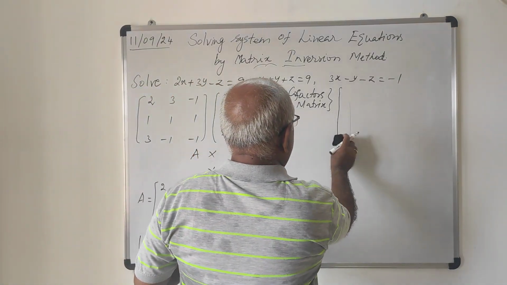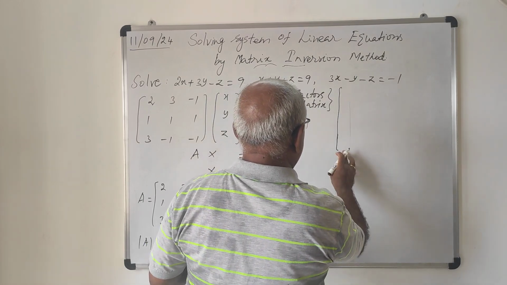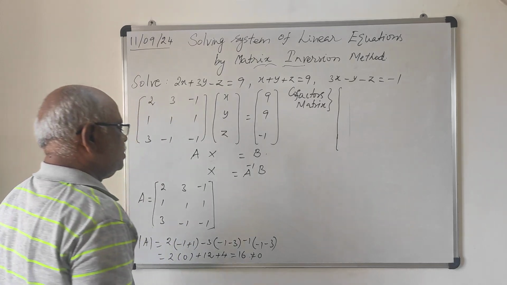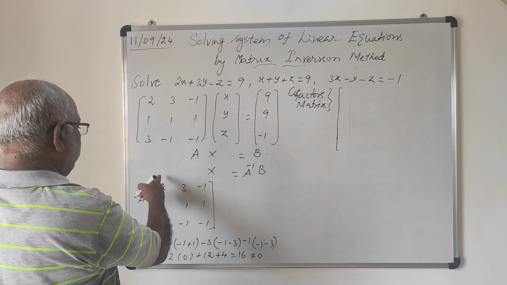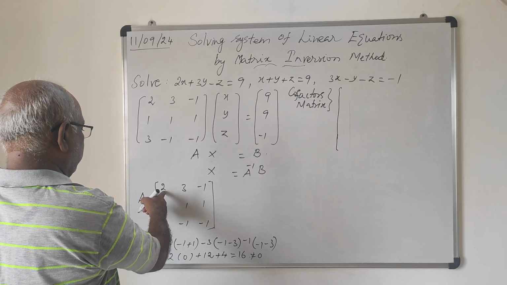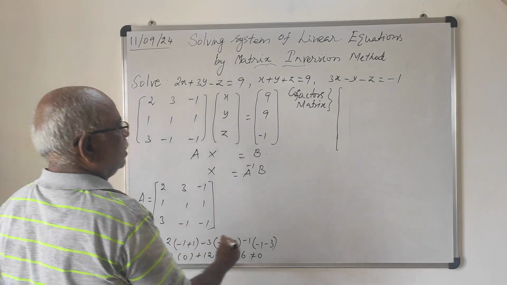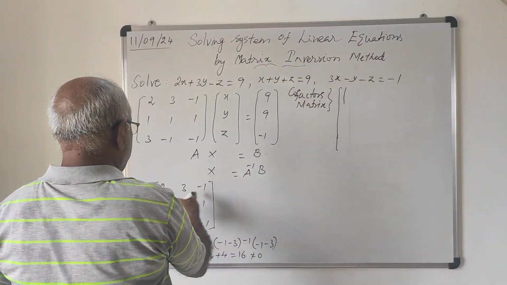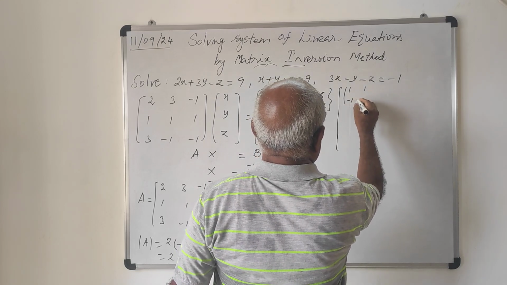So after finding this, the determinant value of A is not equal to 0. Therefore, the inverse exists. First, the cofactor of element 2: eliminating the row and column containing 2, you get 1, 1, -1, -1. That is the small minor.